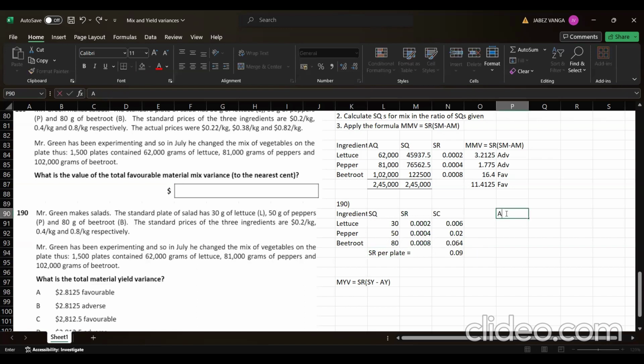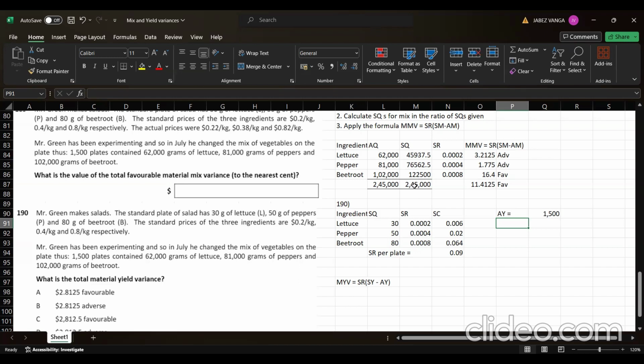Actual yield is given as, this was all for making 1,500 plates. But we do not know what is standard yield. Standard yield has to be calculated. So for every one plate, 30, 50, 80 are the quantities that are consumed. Now, when the standard quantity was equated to 245,000 grams, with 245,000 grams, how many plates can be made? That is the logic we are applying here.